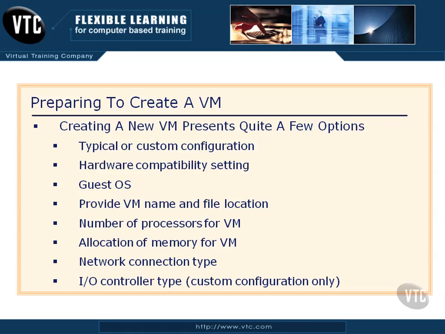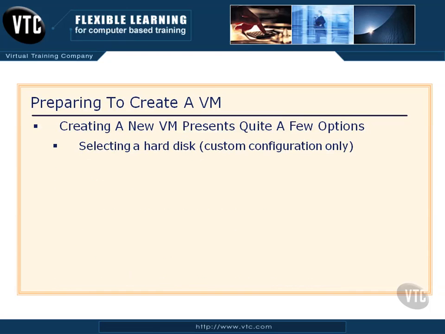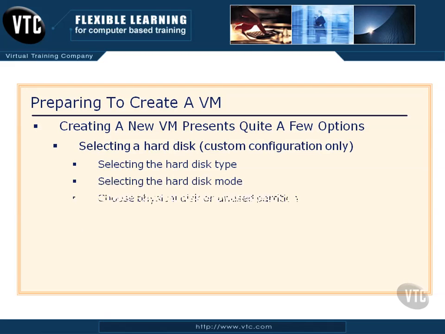Then if you do custom configuration, you can choose the I/O controller type, and then you get to select exactly a hard disk configuration. And again, this is in custom configuration. You can select the type of hard disk, IDE, SCSI, that sort of thing. You can select hard disk modes. You can choose a physical disk or an unused partition. Again, there's a few gotchas, some things you need to know here. So look for those videos.